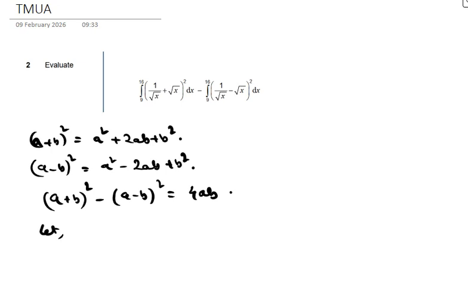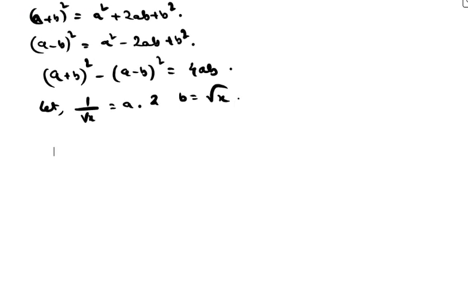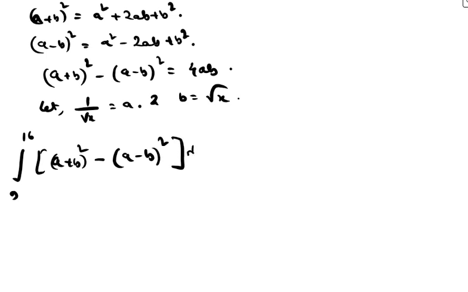Let 1/√x be equal to a and b be equal to √x. Then the given expression becomes what? The integral from 9 to 16 of (a + b)² − (a − b)² dx, using the identity, the integral from 9 to 16 of 4ab dx.